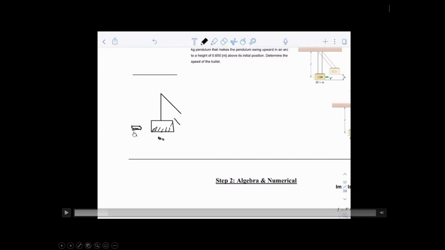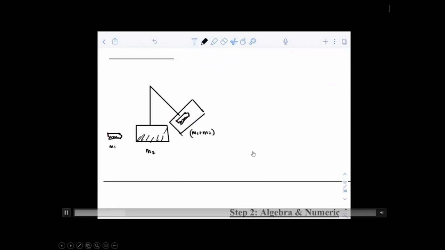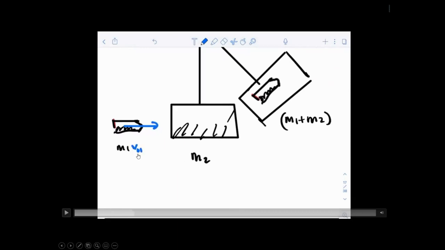Here's your first mass, here's your second mass. The bullet is being shot into your block. That's it. And then the combination is just going to rise up. So you're shooting a bullet into your ballistic pendulum. The mass of the bullet, the mass of the block, the combined mass is just going to rise up. The thing that we're looking for is the muzzle velocity, the initial speed of the bullet.